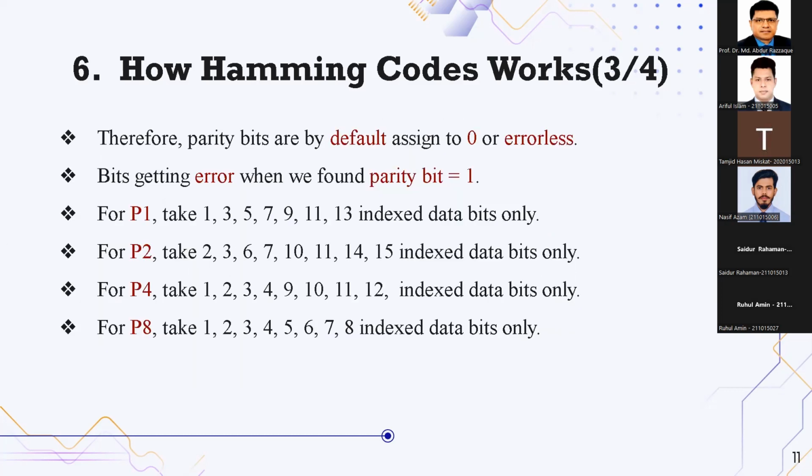By default, parity bits are assigned to 0, that means errorless. When an error occurs, the parity bits change to 1. For P1, take 1 data bit and discard 1 data bit. For P2, take 2 data bits and discard 2 data bits. For P4, we take 4 data bits and discard 4 data bits, and so on.